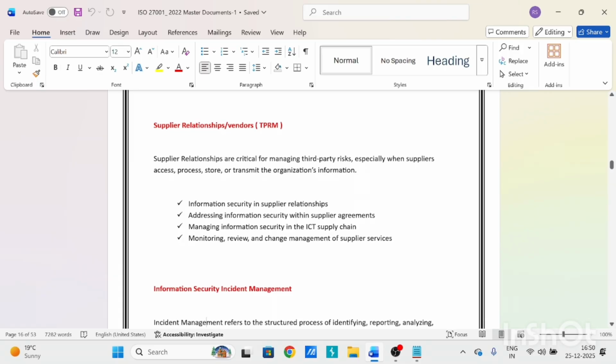Okay. Next is supplier relationship and vendors. ISO 27001 focuses more on the TPRM part because they are the ones who impact the context of your organization. Supplier relationships are critical for managing third party risk, especially when suppliers access, process, store, or transmit the organization's information. Information security in supplier relationships, addressing information security within supplier agreements, managing information security in the ICT supply chain, monitoring, review, and change management of supplier services.